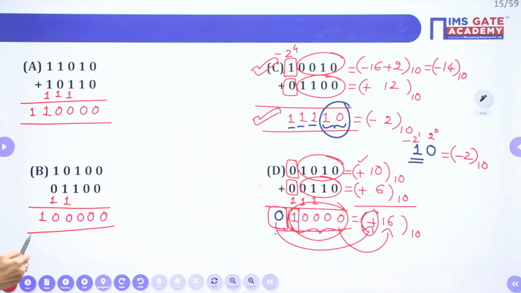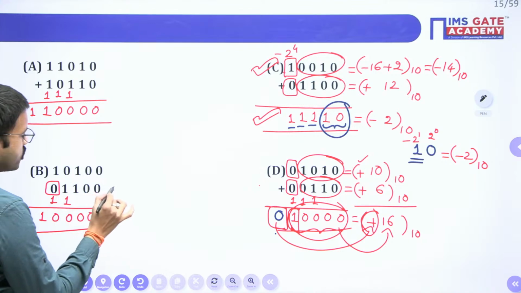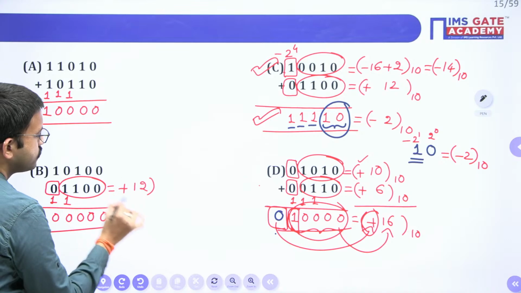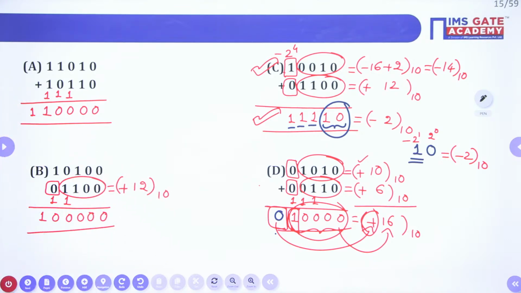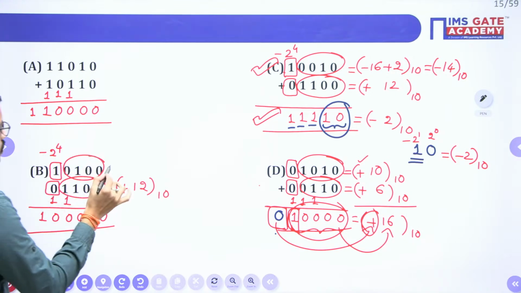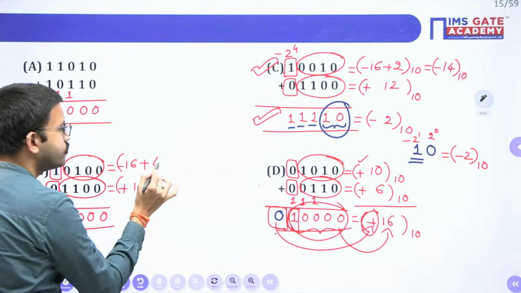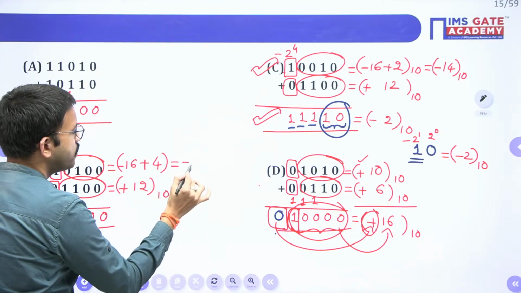Now let us see. Here the sign bit is 0, that means a positive number. 1100, that is nothing but 12. Now see, this is a very, very interesting thing. Now here the sign bit is 1. Just place the corresponding position weights. 2 power 4, since the sign bit is 1, minus. So minus 2 power 4 is nothing but minus 16, plus 0100 is nothing but 4. So which is nothing but minus 12.